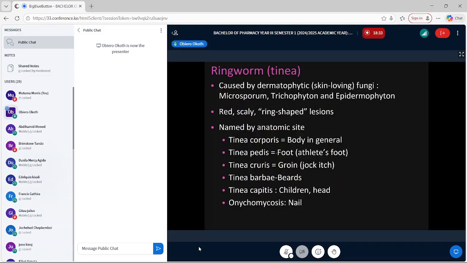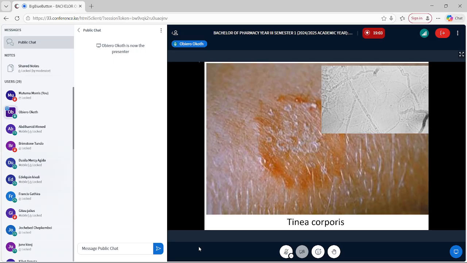Ringworms are common. Microsporum, Trichophyton, Epidermophyton, these are the species you have done in mycology. They are named based on the anatomic site. So tinea corporis, tinea pedis, tinea onychomycosis. These are skin-loving fungi, dermatophytes.